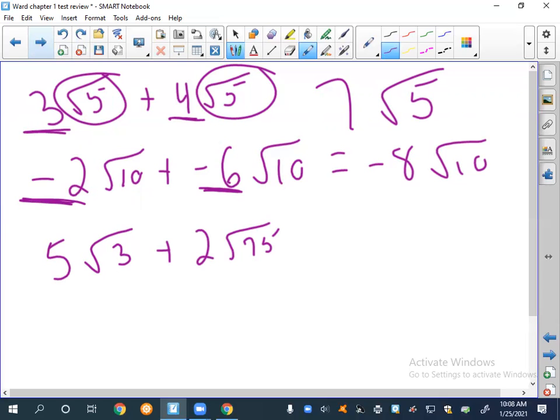75. What two numbers can we multiply to get 75? Hint, hint, 25 and some other number. 25 and 3. So I have the square root of 25 and the square root of 3. Watch what happens. Which one of those is a perfect square? So we pull out the square root of 25, which is? So we have 5 square roots of 3.